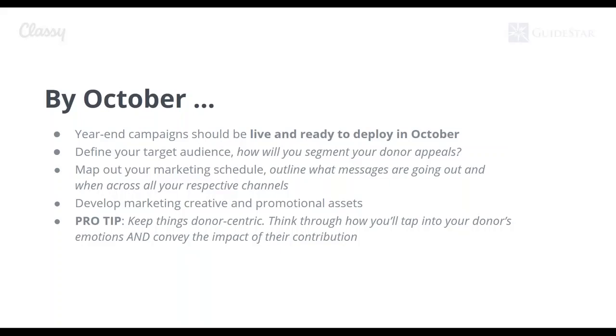Once you have your outline schedule mapped out, start to flesh it out, and here's where you get creative. How will you tap into your donors' emotions and convey the impact of their contribution? Remember, keep things donor-centric here so they feel absolutely compelled to support you. You can also start to plant the seed in your October communications for what supporters will see in November and December.